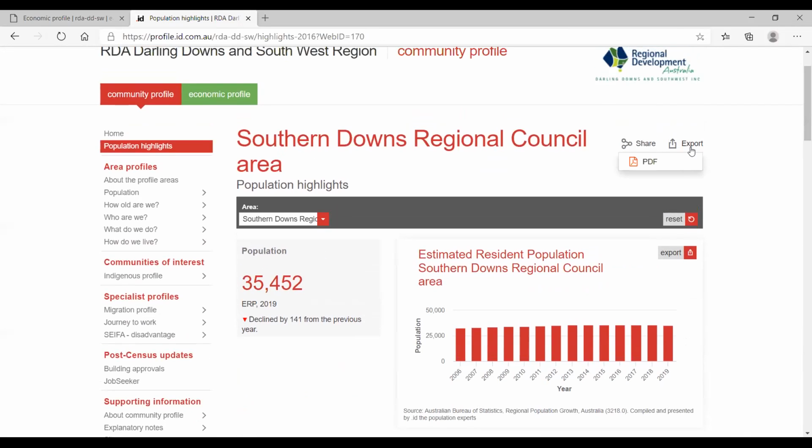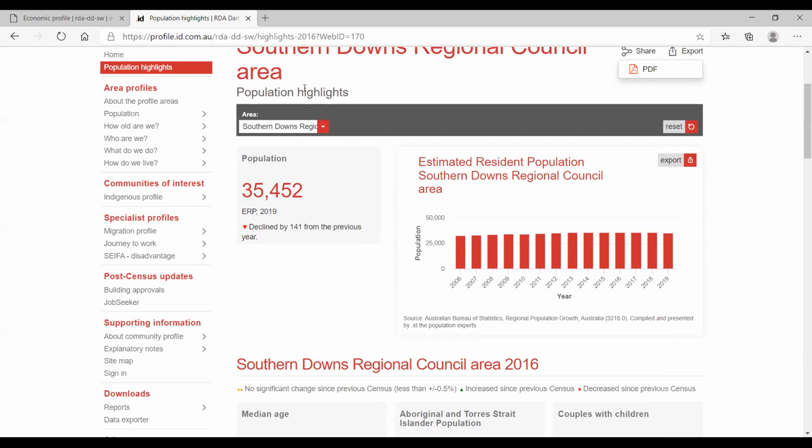What you can also do, guys, is you can export that page into PDF, okay? And you can just send it to yourself and you can print it out, and then you've got that very nuanced data right at your fingertips.